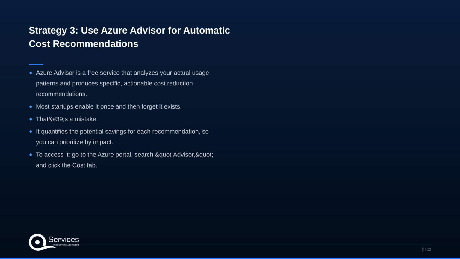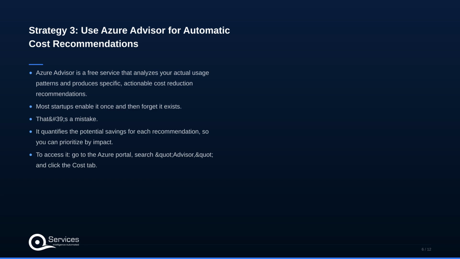Next up, strategy 3, use Azure Advisor for automatic cost recommendations. Azure Advisor is a free service that analyzes your actual usage patterns and produces specific, actionable cost reduction recommendations. Most startups enable it once and then forget it exists. That's a mistake. Advisor checks for underutilized virtual machines, idle load balancers, unattached managed disks, and redundant application gateway instances. It quantifies the potential savings for each recommendation, so you can prioritize by impact.